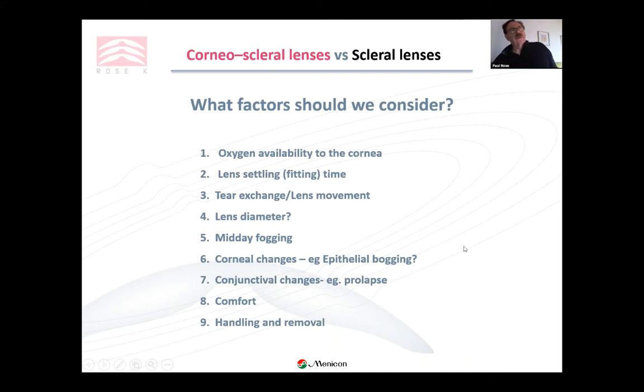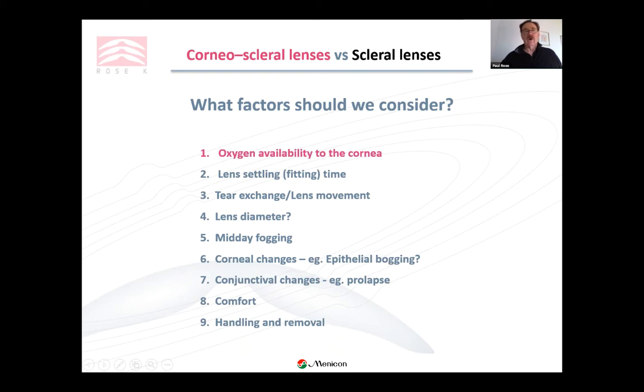What factors should we consider when we do a comparison between corneal scleral lenses and scleral lenses? I've listed the ones that I want to consider today: oxygen availability, the lens settling time, tear exchange, lens diameter, and midday fogging, corneal changes such as epithelial bogging, conjunctival changes such as conjunctival prolapse, comfort, and handling and removal. And we're going to spend a little bit of time going through each one of these factors.